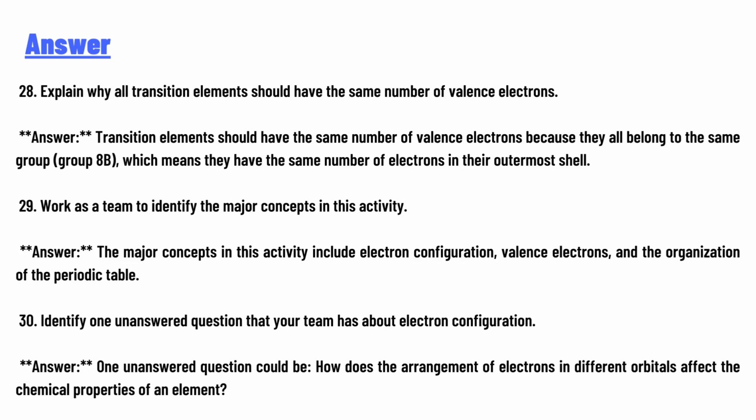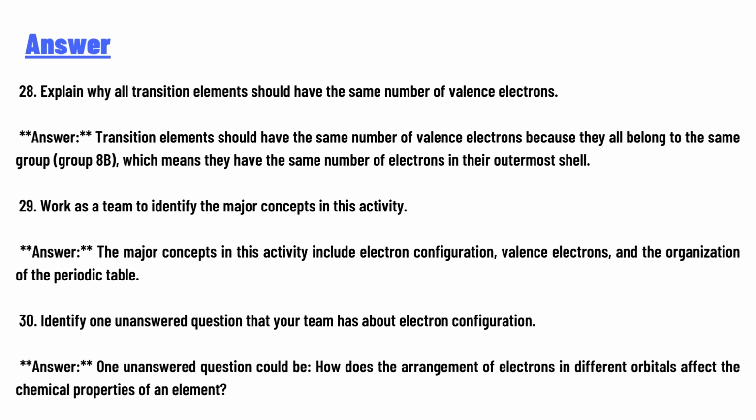28. Explain why all transition elements should have the same number of valence electrons. Answer: transition elements should have the same number of valence electrons because they all belong to the same group, which means they have the same number of electrons in their outermost shell.